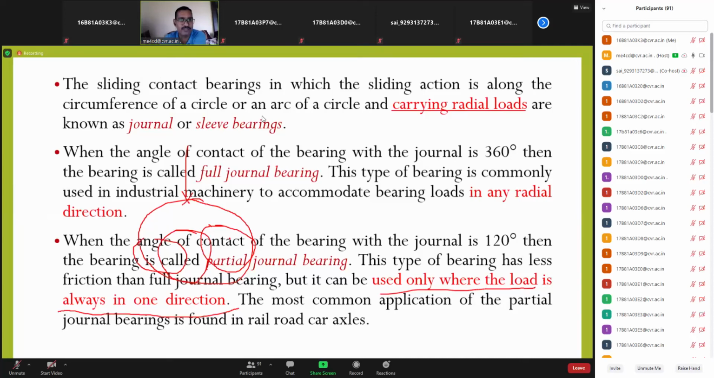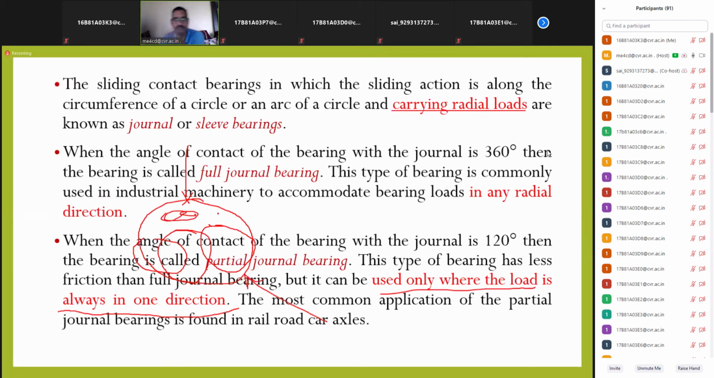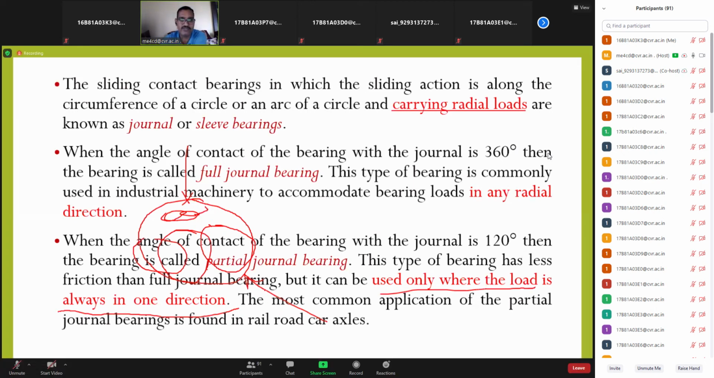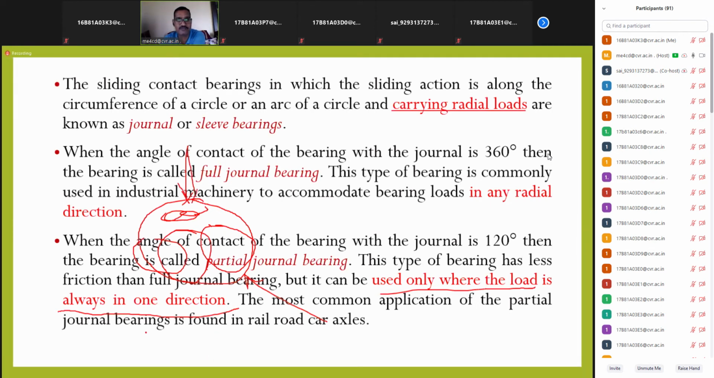If the load is somewhere here, it can rotate here. But if the load is somewhere like this, then it is not moving up to here. Right? So this is the reason this will not be suitable for multi-direction loads. It is applied for only one direction load.